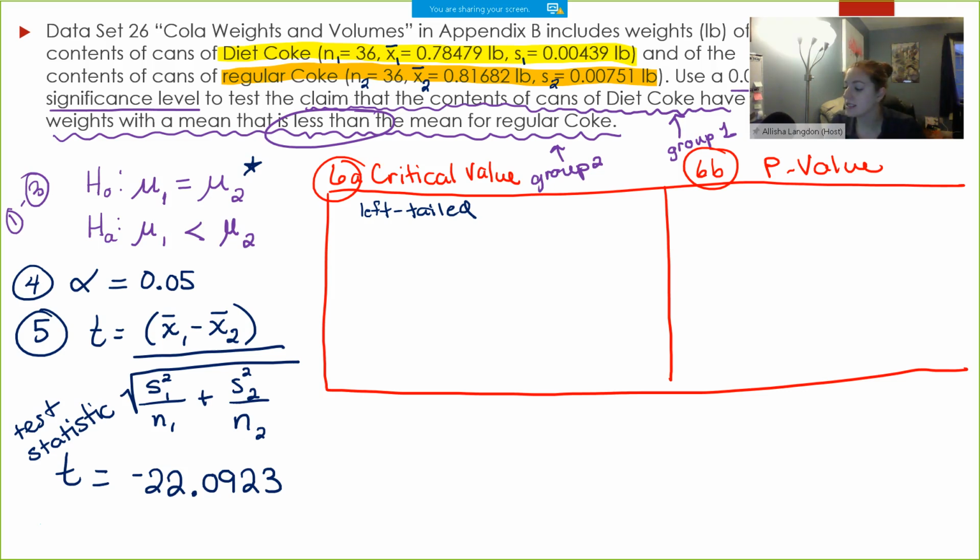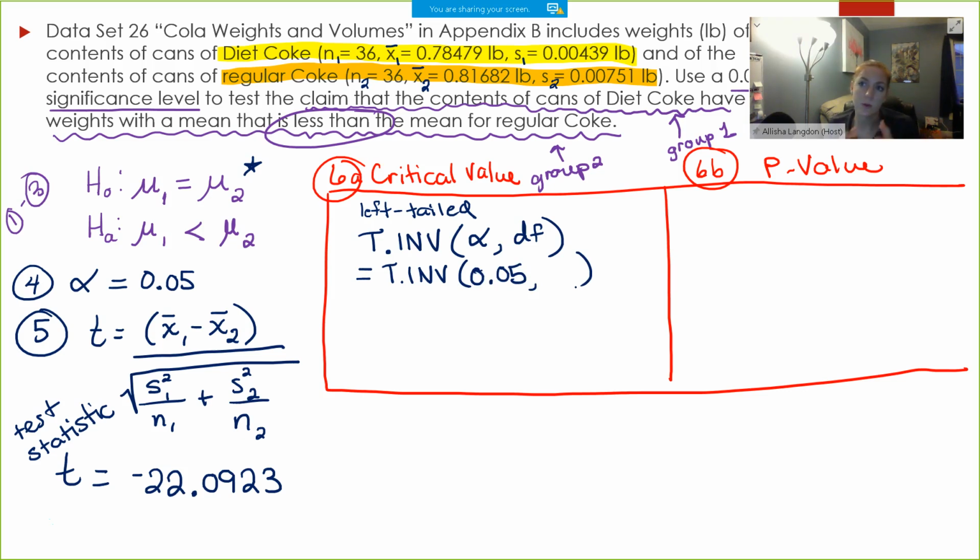That means that to calculate the critical value, we're going to go ahead and use the T dot inverse. And we're going to plug in alpha, comma, degrees of freedom, which in our case, alpha is going to be 0.05.